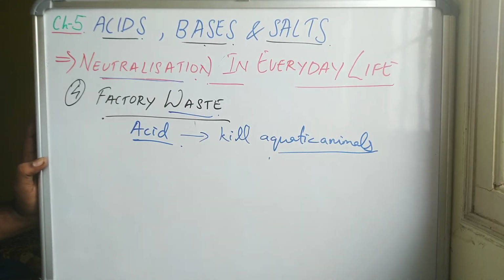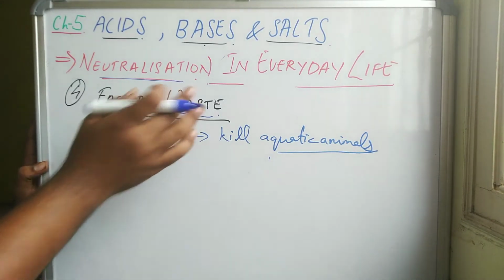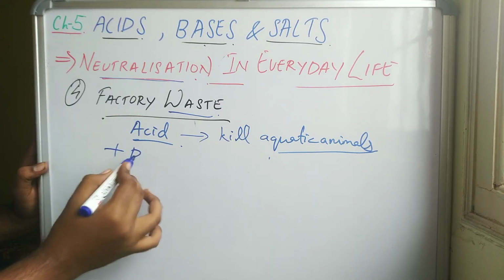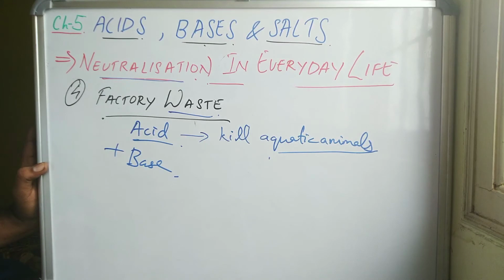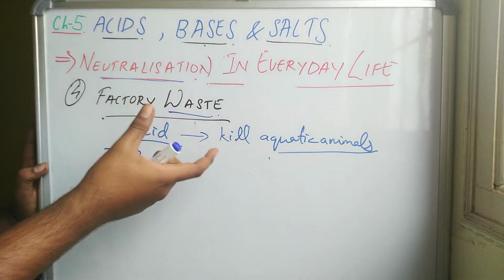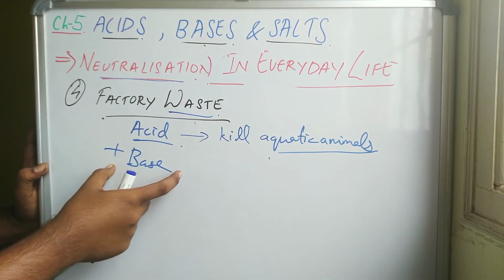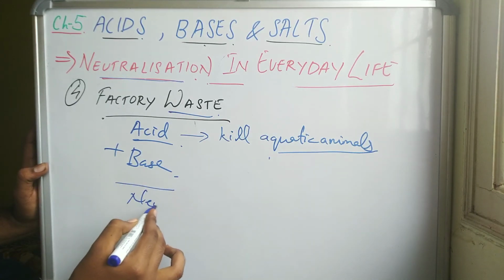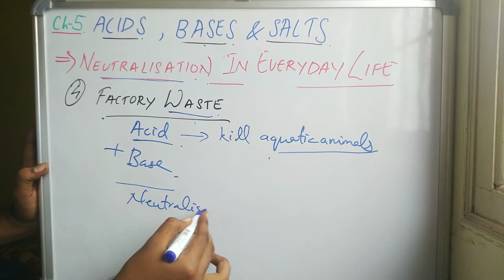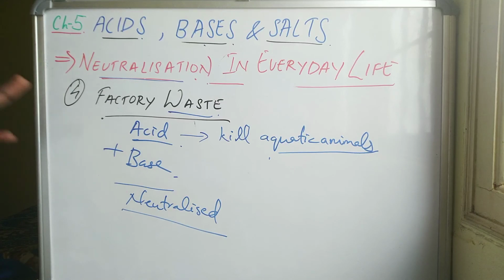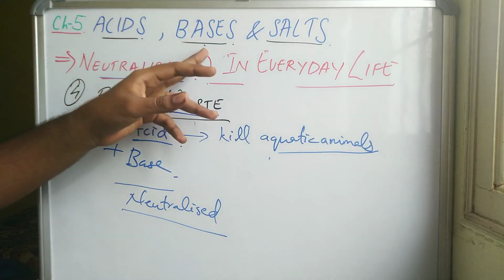It may kill aquatic animals because of the presence of acid in the waste. To prevent that, what do you have to do? Acid is there, so before throwing it into the water bodies, they can treat the factory waste, which is acidic, with a base so that it gets neutralized. Fine. This is the main concept in the applications also. The neutralization process is nothing but acid plus base gives you salt.